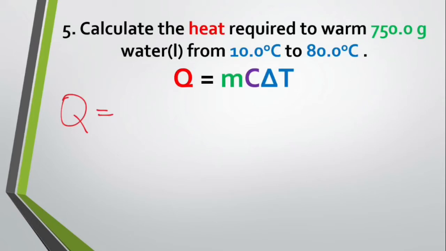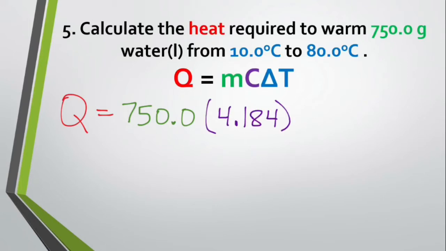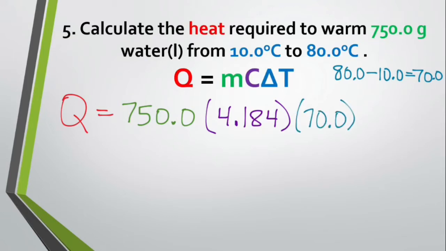So that's going to be our Q that we're looking for, to warm up something with a mass of 750 grams of water. And that water tells me what my specific heat should be, since liquid water is always 4.184. And if my temperature is changing from 10 degrees Celsius to 80 degrees Celsius, final minus initial, that means my temperature change is 70 degrees Celsius. So plugging all of those numbers in.